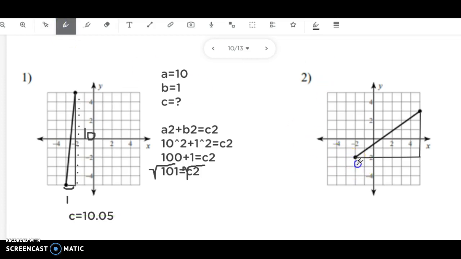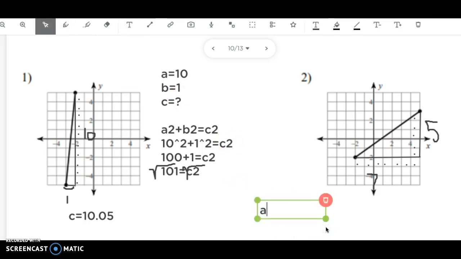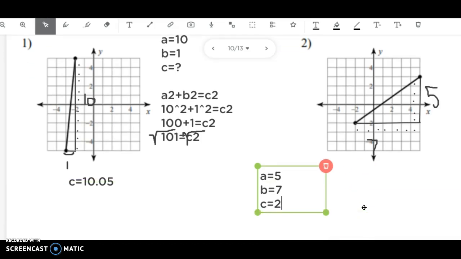Let's count the horizontal distance. That's 1, 2, 3, 4, 5, 6, 7. So that's 7. And then we have 1, 2, 3, 4, 5. The vertical distance is 5. So I know that A is 5, B is 7, and I don't know what C is. Remember, I told you guys, whenever we're looking for distance, we're always going to be looking for C. Okay. Oh, I put a 2.